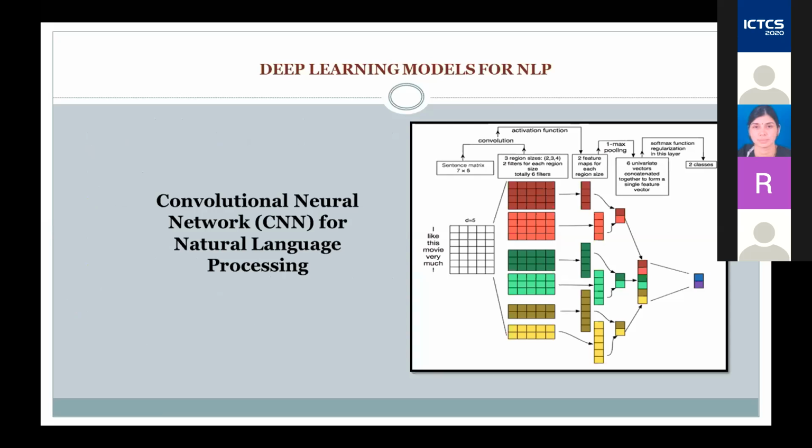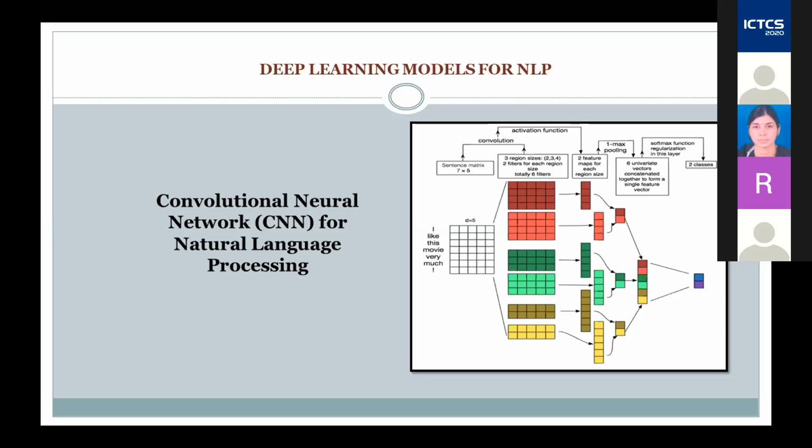So generally, CNN is used for image processing. Nowadays, CNN is also used for NLP tasks. In image processing, an image is given as input to the CNN. Here, instead of an image, we are going to give a sentence or a document to the CNN, and then CNN will perform the convolution on this input matrix.